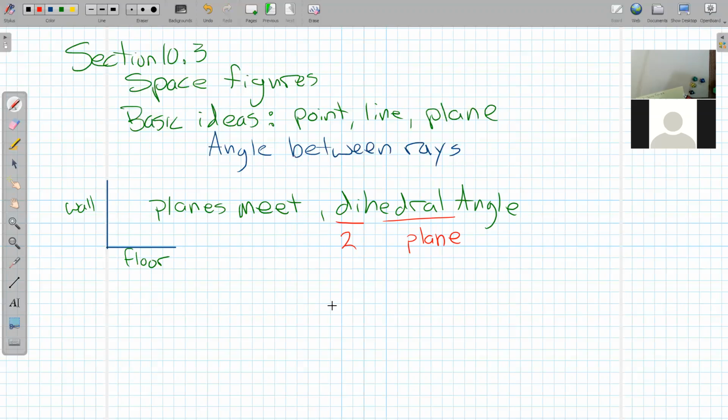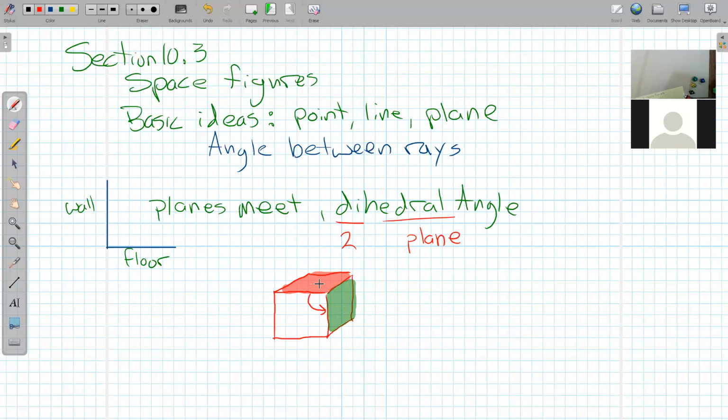And there's some good pictures of this in the book, but I'm not so good at drawing them. I guess I can try. If I draw a cube, we can get an idea of dihedral angle. So here's my 3D perspective on a cube. So instead of a floor, I've got this ceiling up here. And then that ceiling meets this wall over here. And there's this angle that they make, which I can kind of see on this face right here.